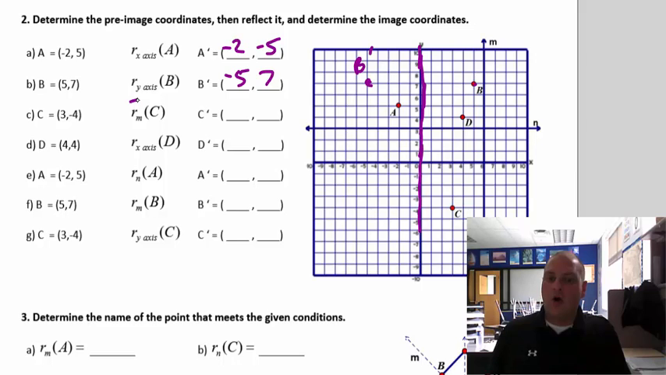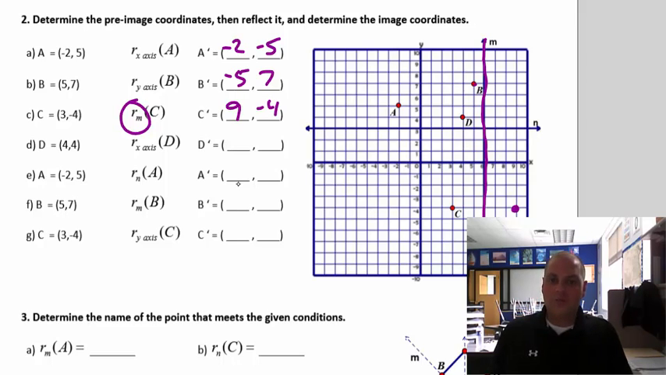Now we're reflecting over M. R, lowercase r, means reflection, and then over M. So we're reflecting over a line. Line M is right here. Okay, we want point C to reflect over line M. 1, 2, 3, 1, 2, 3. Boom. What's the coordinates? 9, -4.